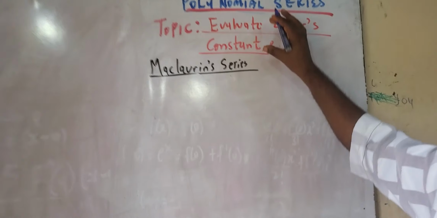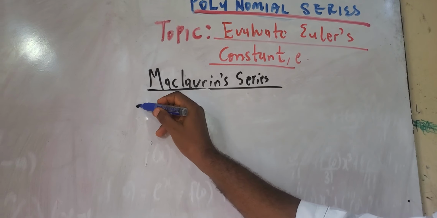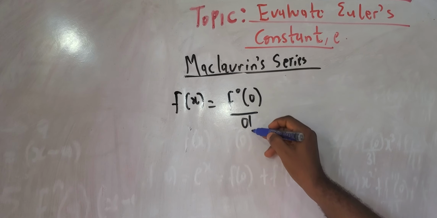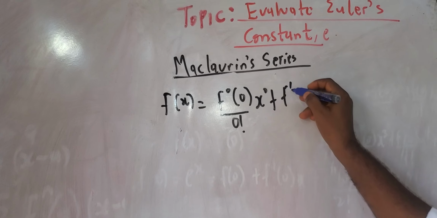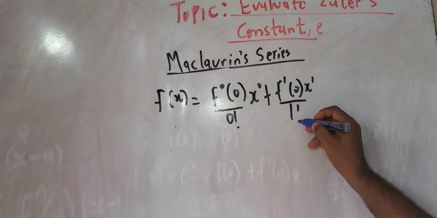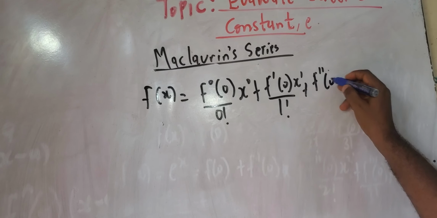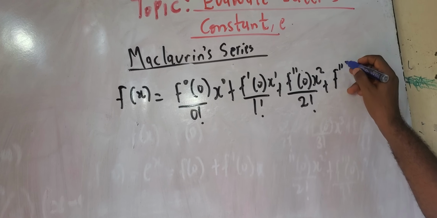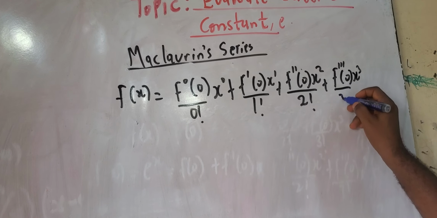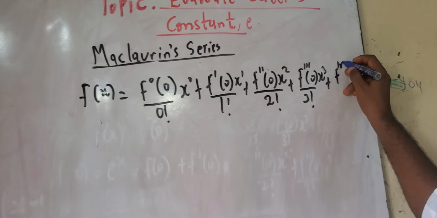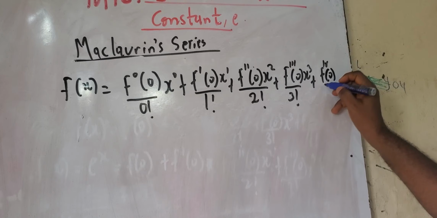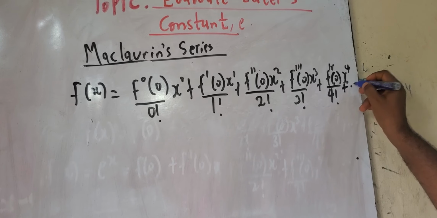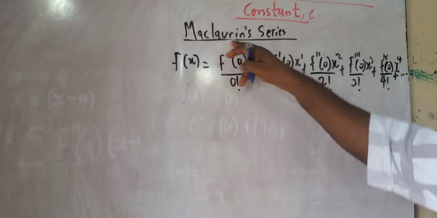Now, to solve this problem, we are going to use the Maclaurin series. The Maclaurin series is f of x is equal to f of 0 times x raised to power 0 over 0 factorial, plus f prime of 0 times x raised to power 1 over 1 factorial, plus f double prime of 0 times x raised to power 2 over 2 factorial, plus f triple prime of 0 times x raised to power 3 over 3 factorial, plus the fourth derivative of f at 0 over 4 factorial times x raised to power 4, and so on and so forth. This is what is called the Maclaurin series.